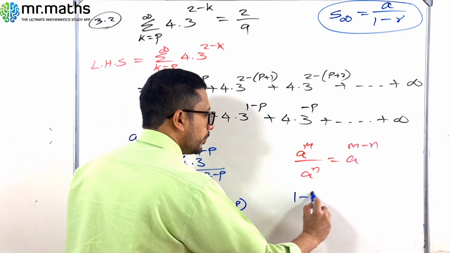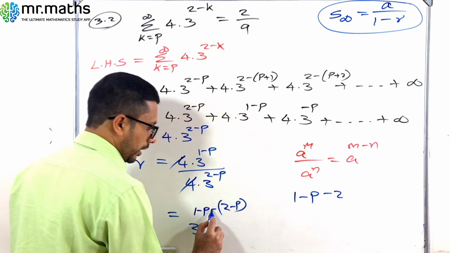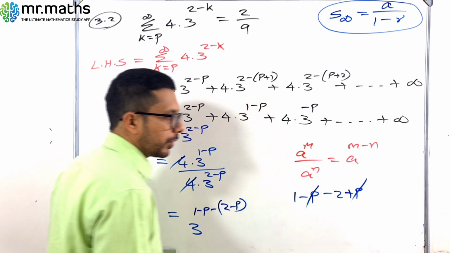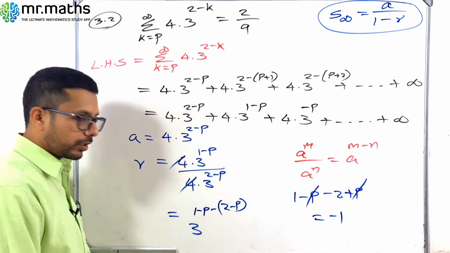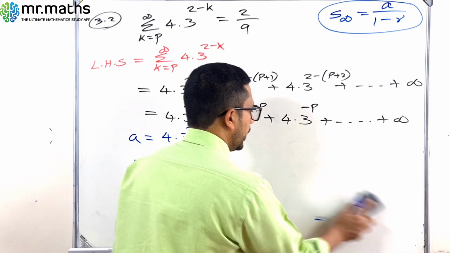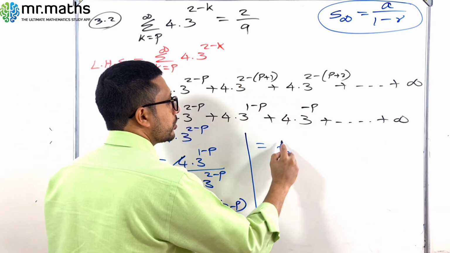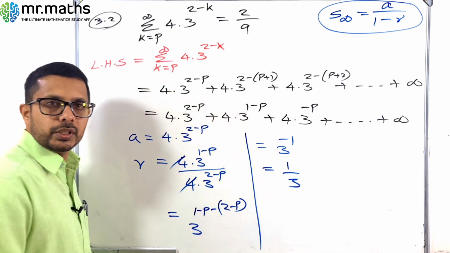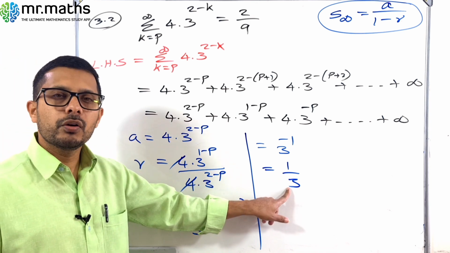So 1 minus p minus 2, I am going to expand the bracket. So minus 2, minus into minus is plus p. So here you can see this minus p and plus p you can cancel. So what is remaining? 1 minus 2, that is minus 1. Let me write the remaining here. So this is equal to 3 raised to minus 1. What is 3 raised to minus 1? That is 1 over 3. So what is the value of r, guys? We are trying to find the value of r. So what is the value of r? 1 over 3.